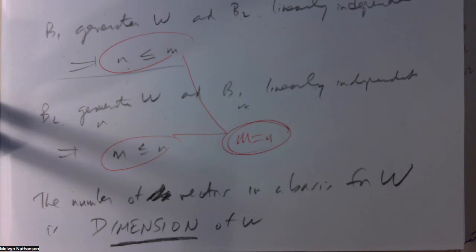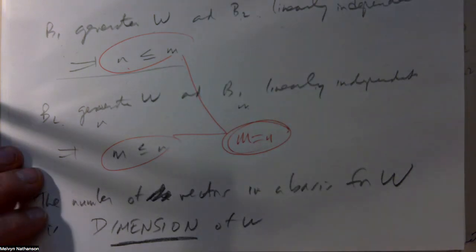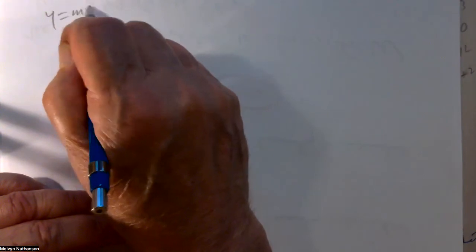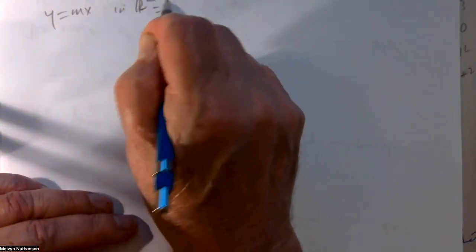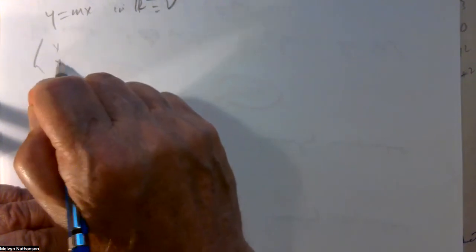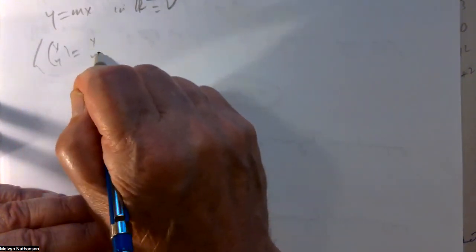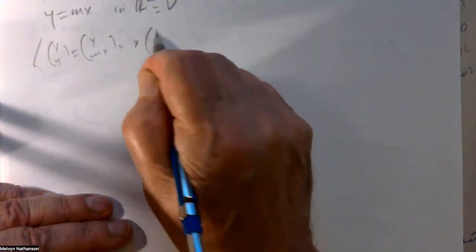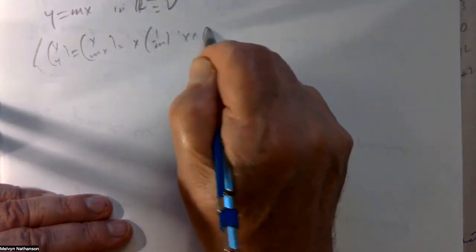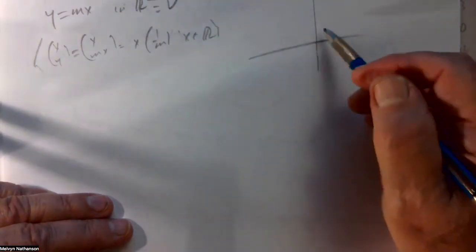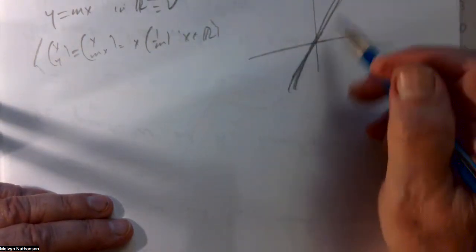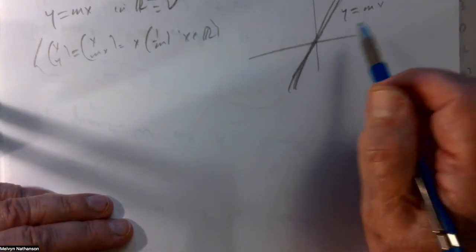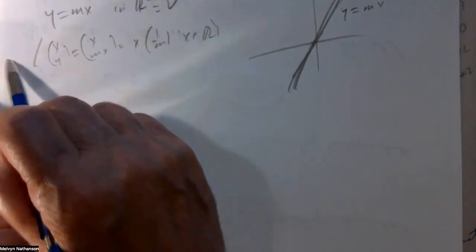If a basis has just one element, it's a one-dimensional subspace. If a basis has two elements, it's a two-dimensional subspace. Let's look at a simple example. Suppose I take the line y equals mx in R2. That's my vector space. I'm looking at all vectors (x, y), which is (x, mx), so this is x times the vector (1, m). And geometrically, it's just the line through the origin with slope m. So this is my subspace W.